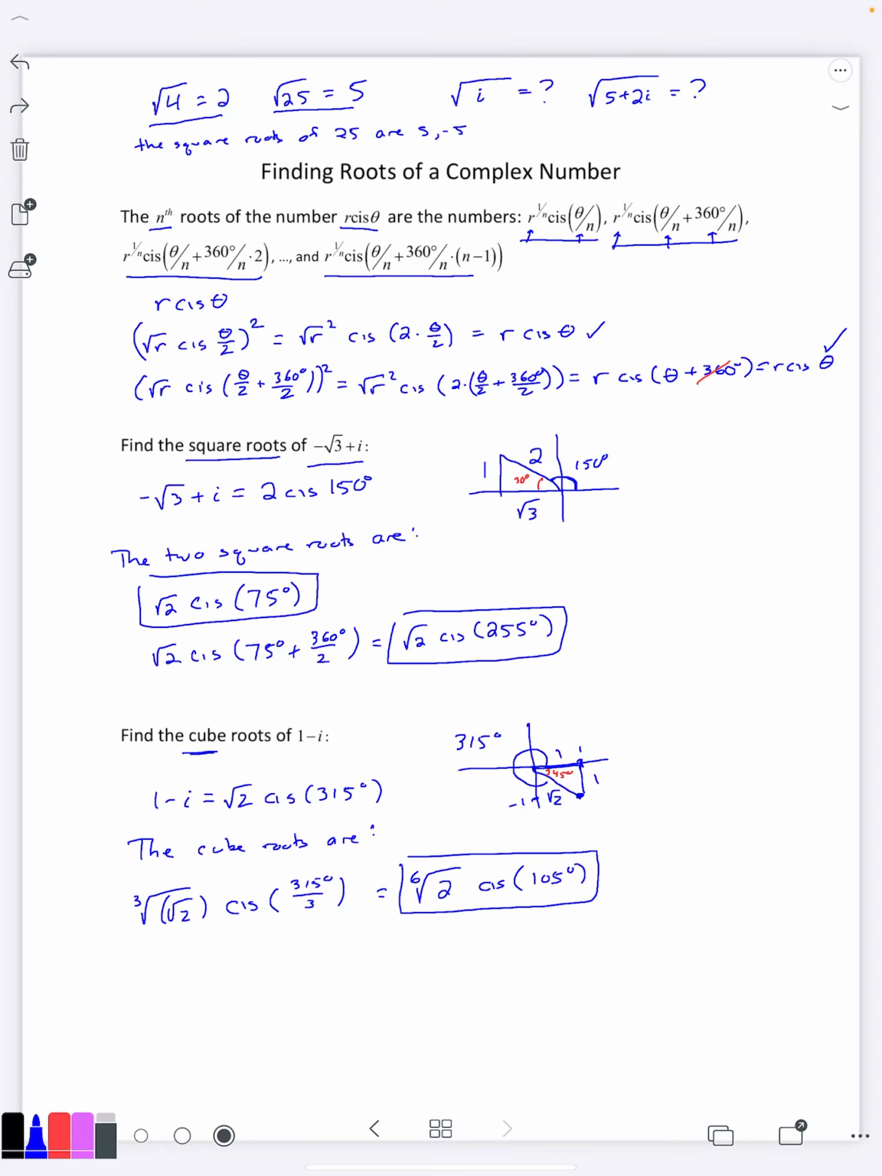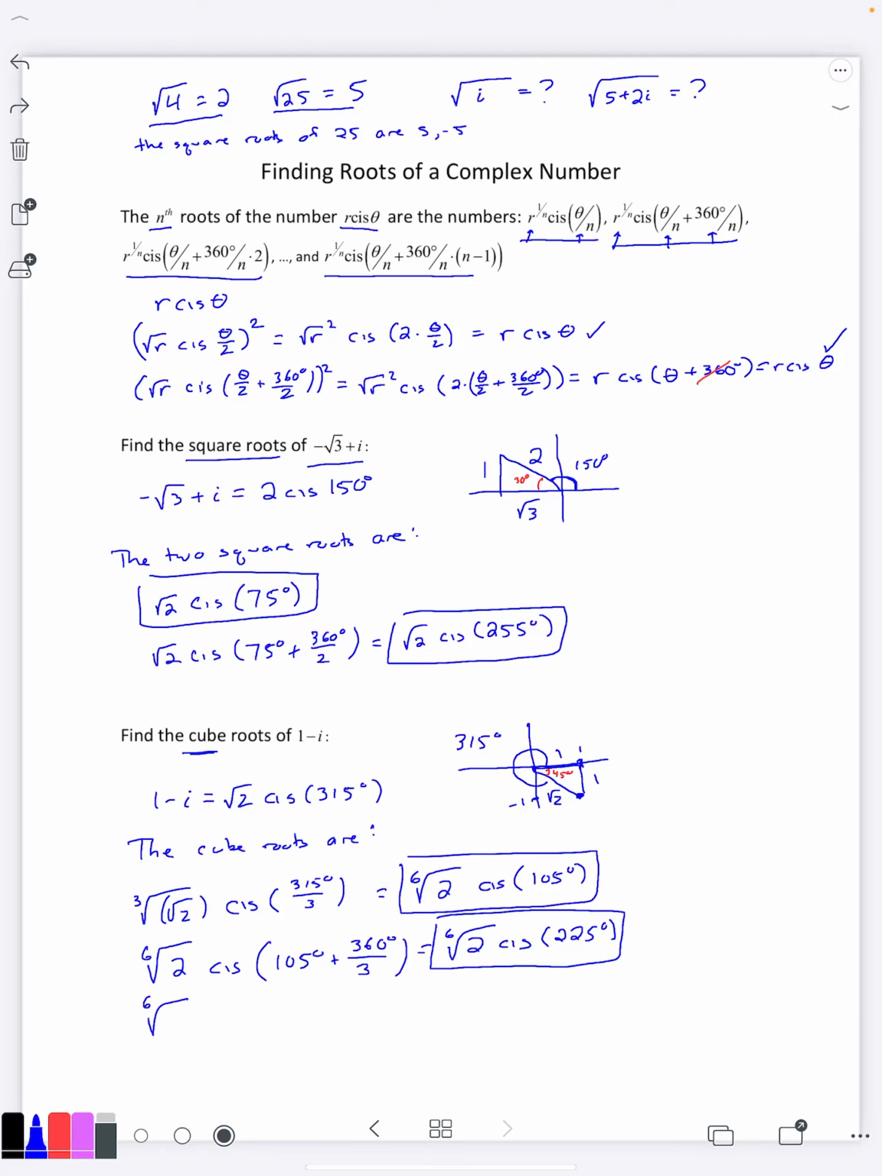Then for the other cube roots, they keep the same magnitude. And they start with the same angle, 105, but now they're going to add on 1 part of the full rotation. And since we're doing cube roots, we divide this by 3 here. So we're going to get the 6th root of 2 CIS. 360 over 3 is 120. 120 plus 105 is 225. That's our second cube root of this number.